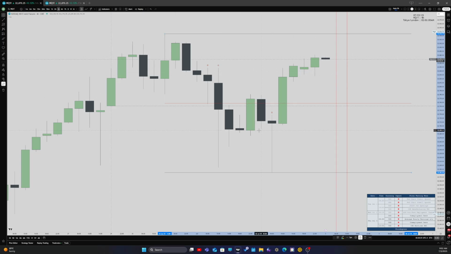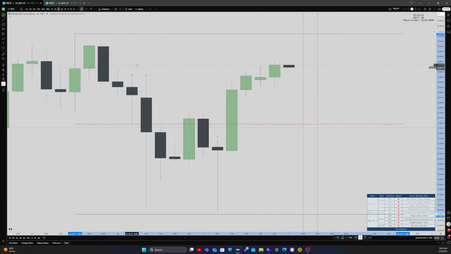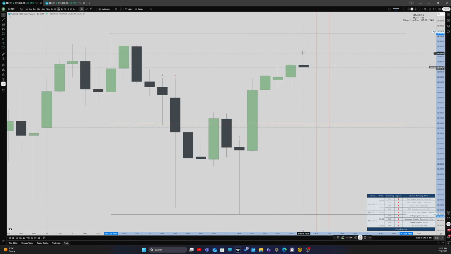So I have a target here, at least for now. I don't see any bearish situation here on the 4-hour. So on the 4-hour, the draw on liquidity is this high, and let's mark it as such, for our draw on liquidity.